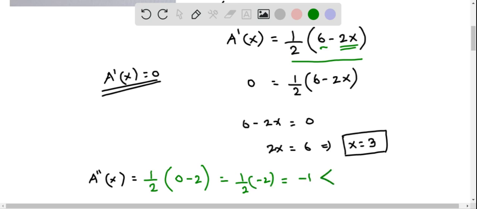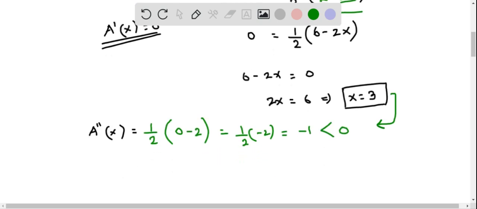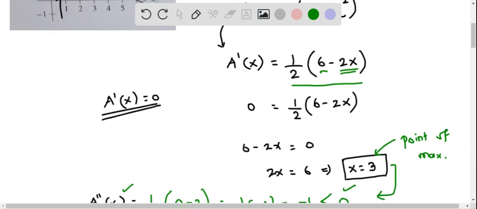And this is always less than 0. If we plug the critical point x equal to 3 into this, it's always going to be less than 0, that is, always negative, because it is independent of x. So you can clearly see that this critical point x equal to 3 is a point of maximum, because whenever the second derivative is less than 0, that critical point is a point of maximum. So we were able to verify that at x equal to 3, the area is maximum.